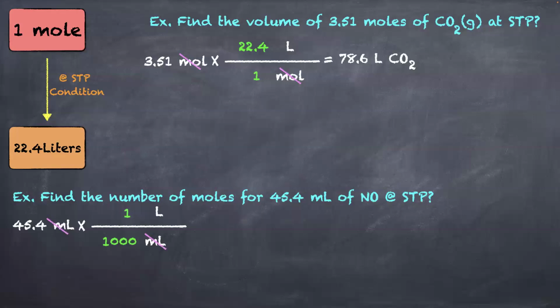The next conversion is to convert liters to moles. Liters this time has to be at the bottom to cancel out, and moles has to be at the top. We know the conversion between them is, again, for every 1 mole, there's 22.4 liters. This way the liters cancel out and we get the final answer in moles. And this way we find 0.00203 moles of nitrogen monoxide under STP condition.